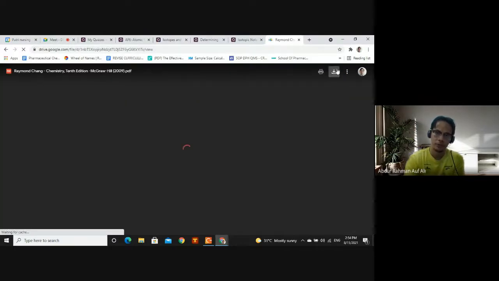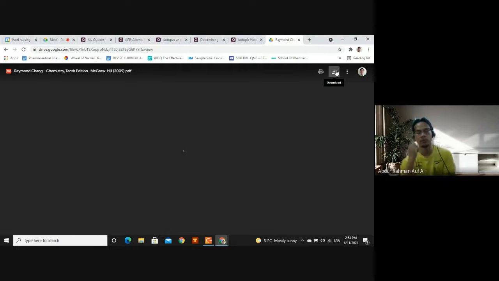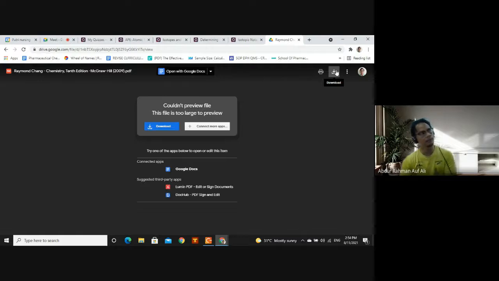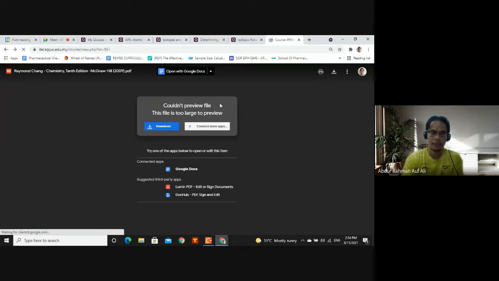So you have 2 reference book yang kamu boleh guna untuk study on your own, tapi it's PDF. Kamu boleh buka dekat phone juga, so it doesn't matter. Okay, so these are the 2 books. Saya dah sediakan link kat sini.